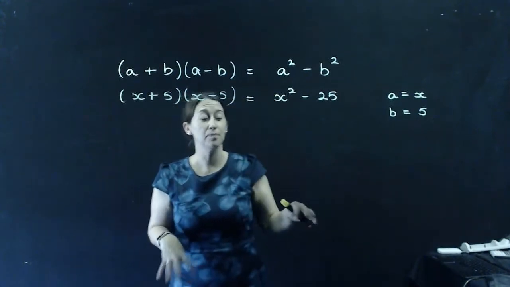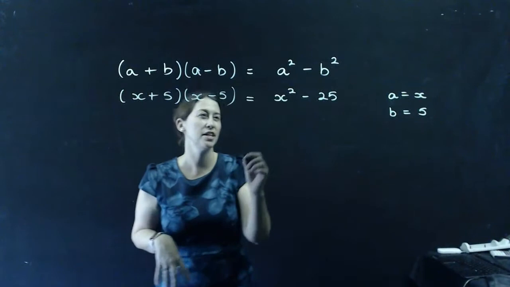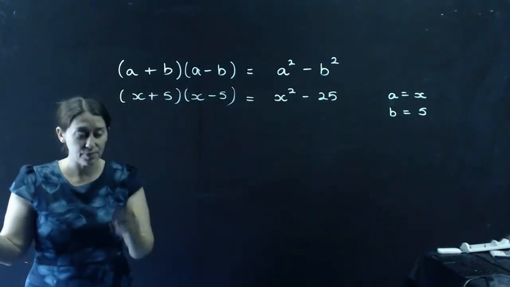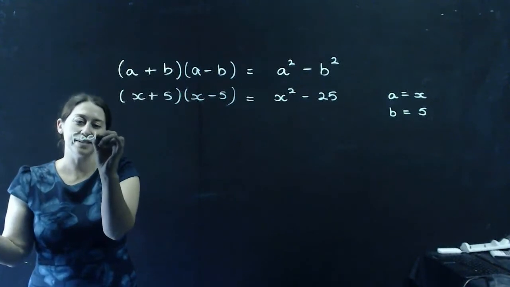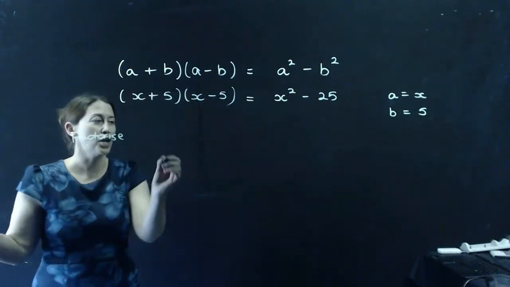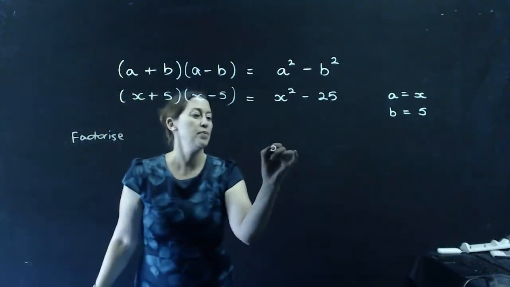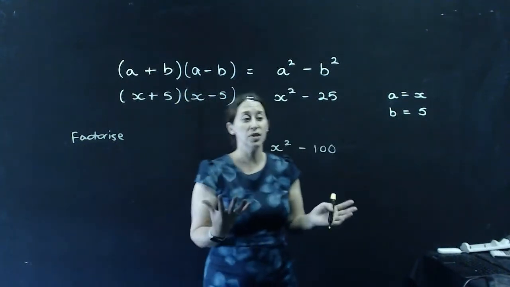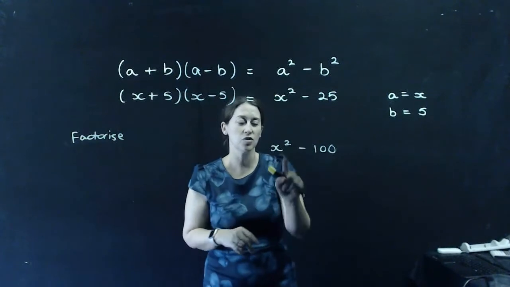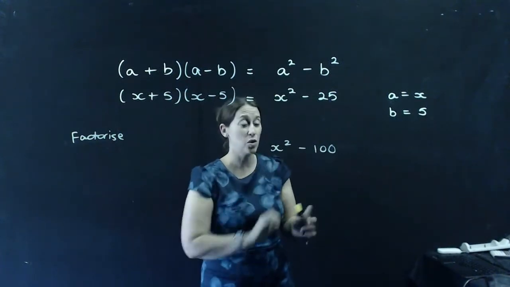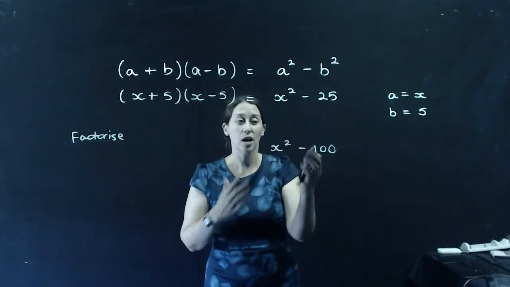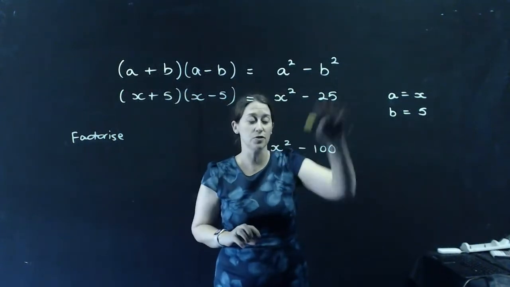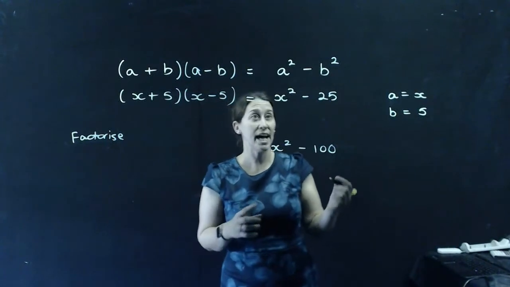Let's do some more complicated ones. I'll do a couple, one more easy one and then another complicated one. So again, let's suppose I need to factorize x squared minus 100. Again, what I'm looking at is it's two terms. It's a quadratic, it's only two terms. This is squared, 100 is a square number. I've got the difference between them. So this is the rule for the difference of two squares. Let's have a look at what a is.